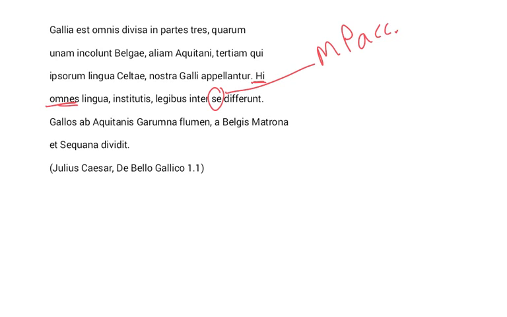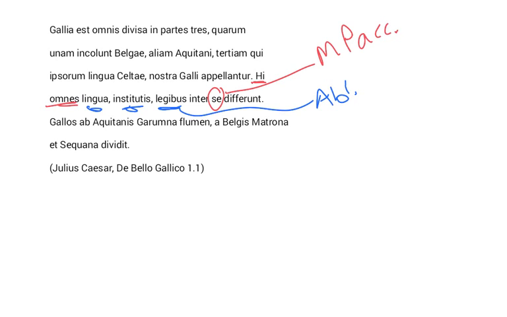And Caesar says that they differ in three respects. They differ lingua, institutis, legibus. Each one of these is in the ablative case. And we might call these ablatives of means, or possibly ablatives of description. I think the former is the more likely use.